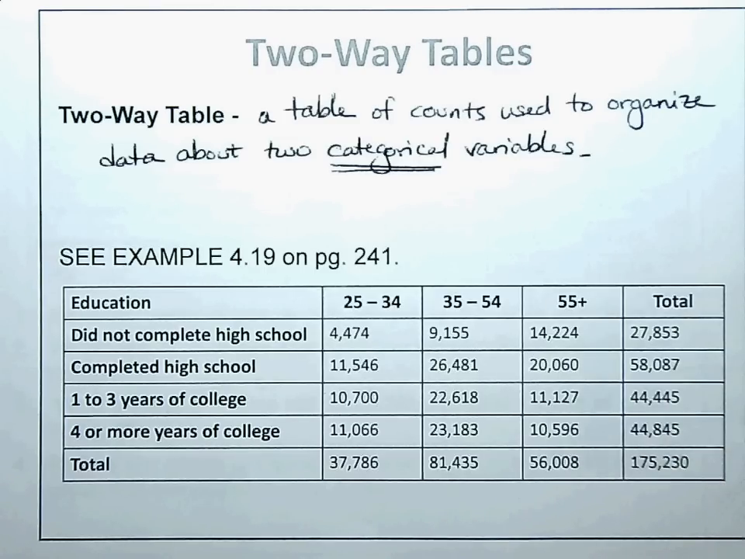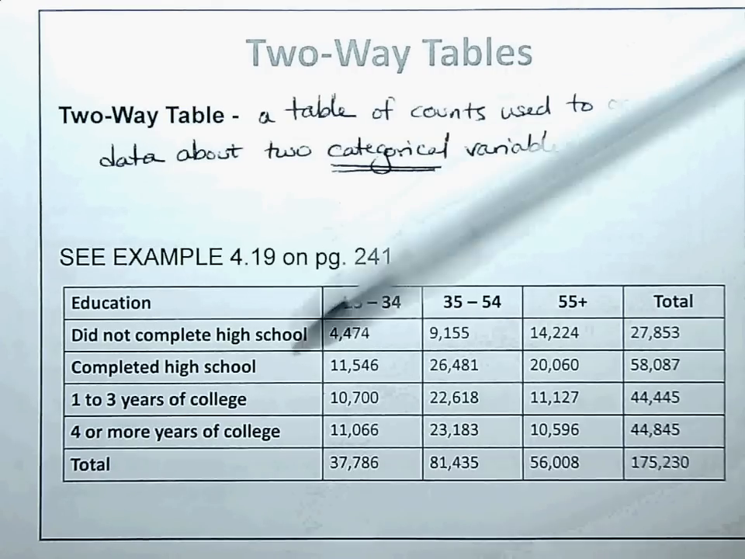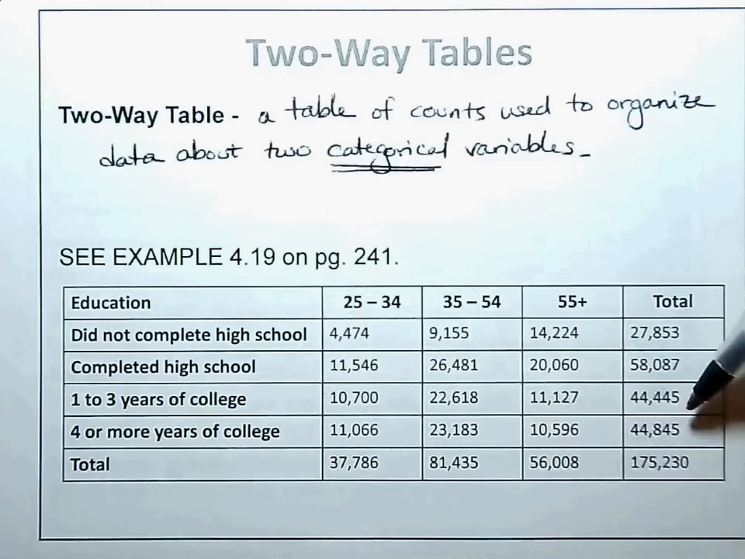The numerator, as I continue on with my question, only completed 1 to 3 years of college. So I need the total that completed 1 to 3 years of college. That would be 44,445. So to find the percent, I would have the numerator, 44,445, divided by the denominator, 175,230. That would give me a percentage of 25.36%. Try the others on your own, so pause, try them on your own, and then come back and we will take a look at your answers.